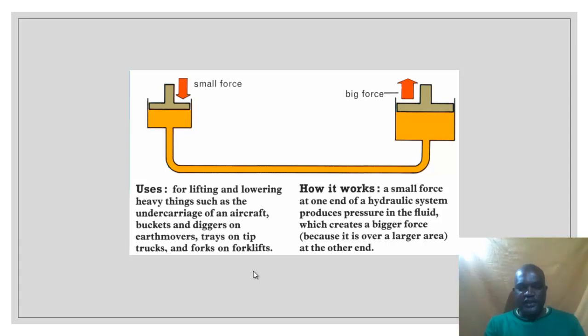We've also got our forklifts. Our forklifts are able to raise what? The items. So you can raise a very heavy load. Why? Because the liquid cannot be compressed. Once it raises up, the liquid fills up the pipes and it cannot go down because the liquid cannot be what? Compressed. So a small force at one end of a hydraulic system produces pressure in the fluid, and this creates the what? A bigger force, because this force is being applied over a large area.